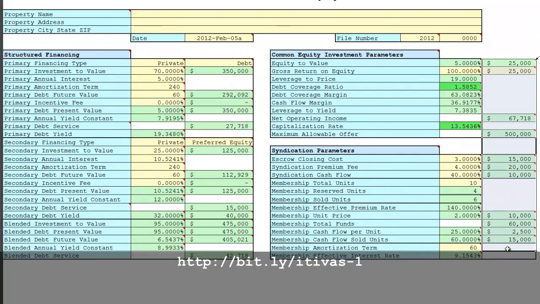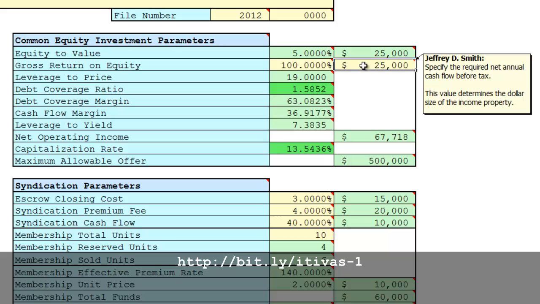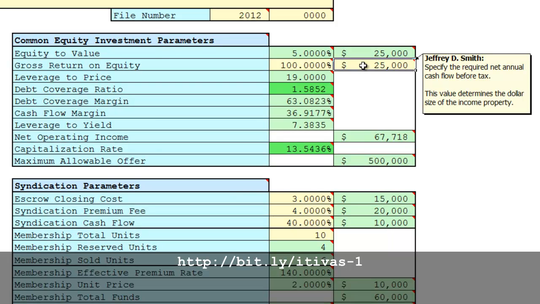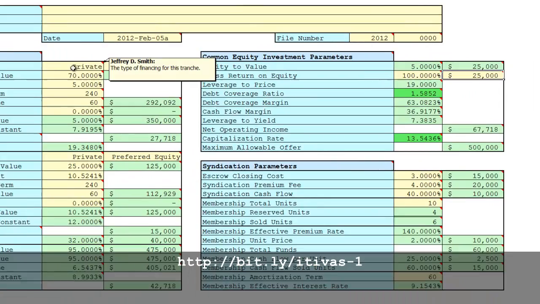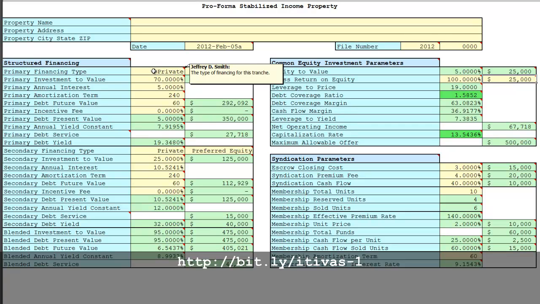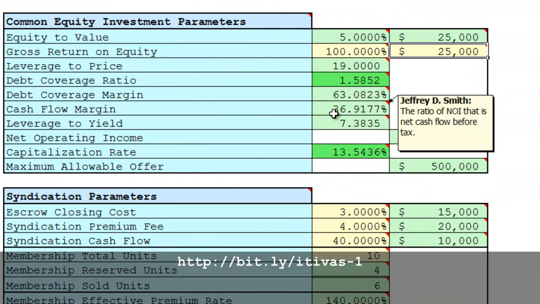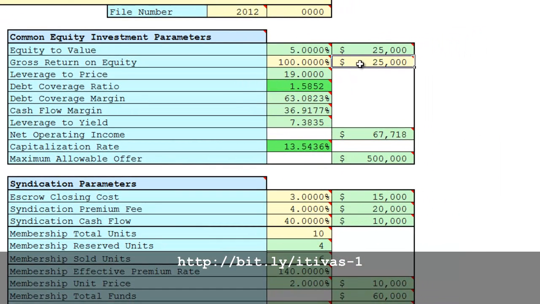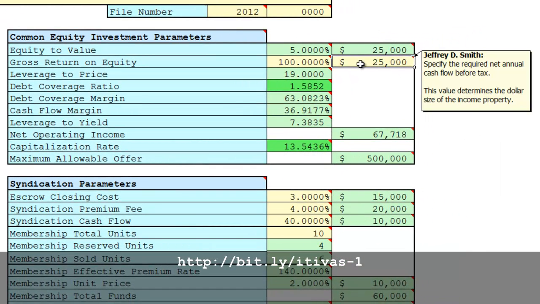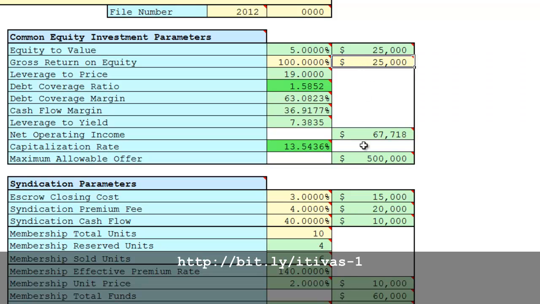Now the dollar amounts are totally dependent on one dollar input value. In this case it's the gross return on equity as a dollar amount, also called the cash flow before taxes. Once you specify the structure of the financing with the primary financing, secondary financing, and the common equity financing, the ratios are calculated, and then all that's left is to plug in the net cash flow before taxes, and then all of the other dollar amounts are calculated.